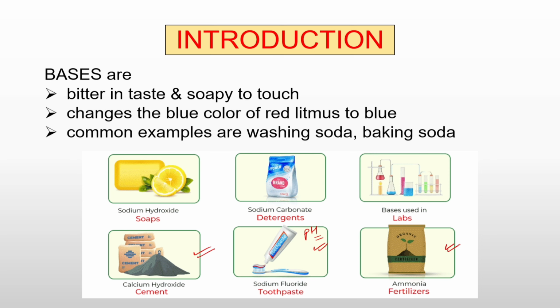Then we have ammonia, one of the most prominent compounds that has been used over the decades, even right now. The very famous reaction is N2 plus 3H2 gives 2NH3. This process is called the Haber process for the preparation of ammonia, a very important compound.